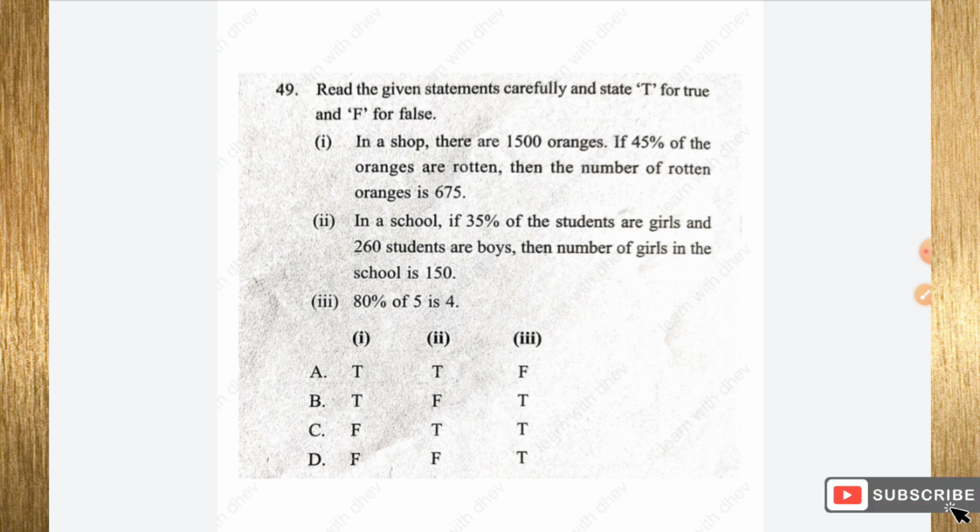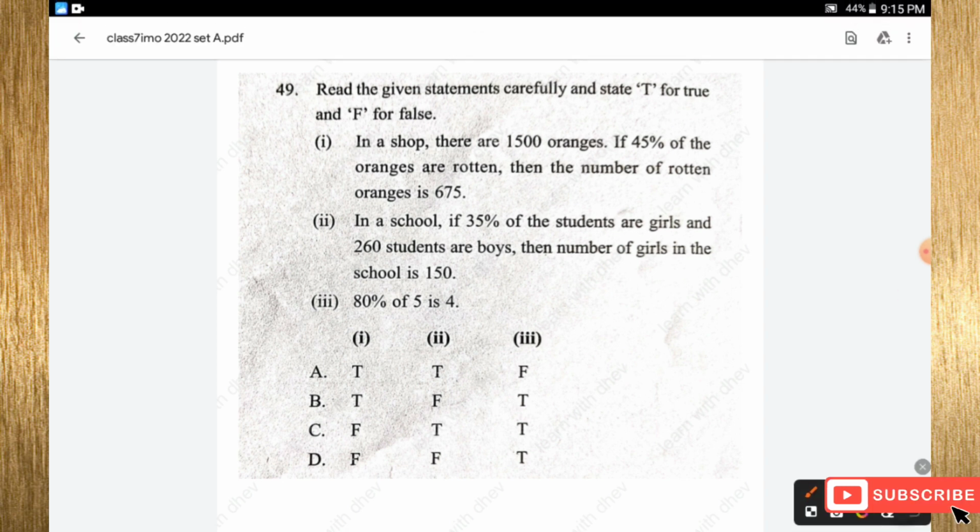So which is very easy to answer? Yes, obviously the third one. 80% of 5. So 80% can be written as 80 by 100 into 5. So we have to check whether 80% of 5 is 4 or not. So yes. Within 15 seconds nearly, or by seeing itself, we can say the answer. Yes, subdivision 3 is true. But 3 options hold the right answer.